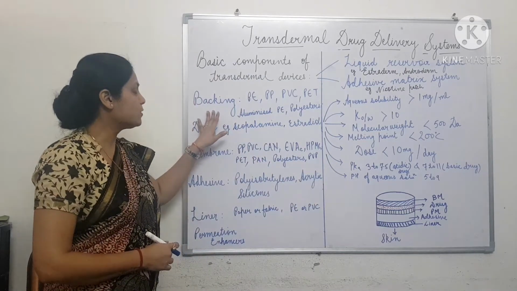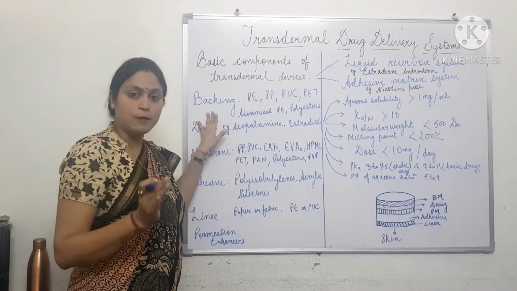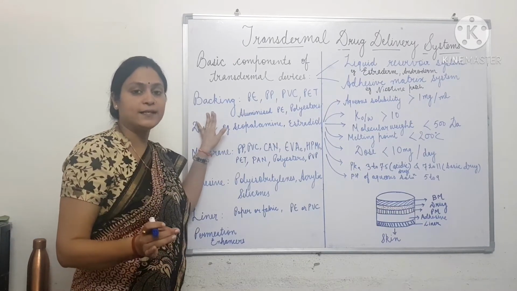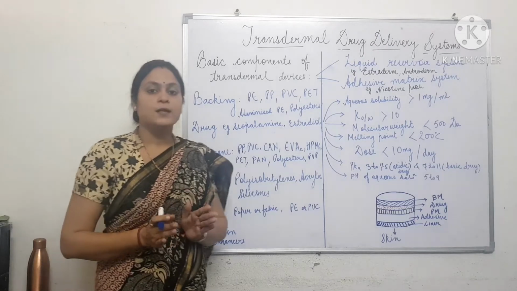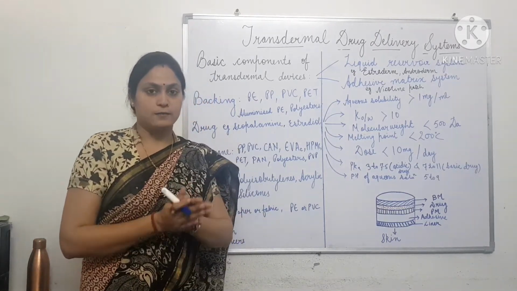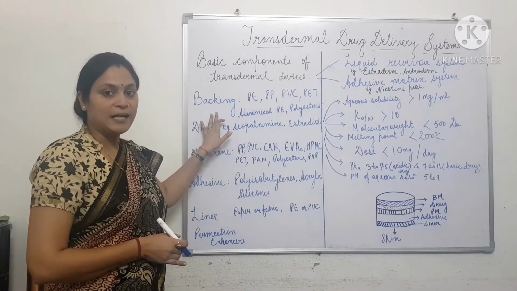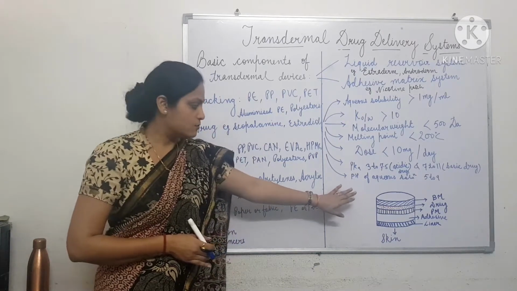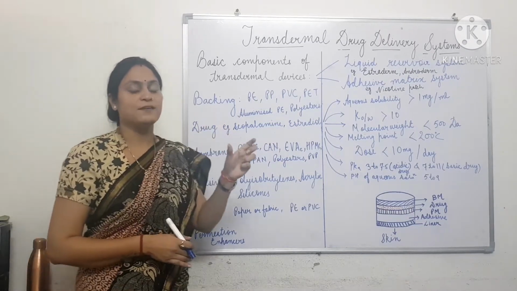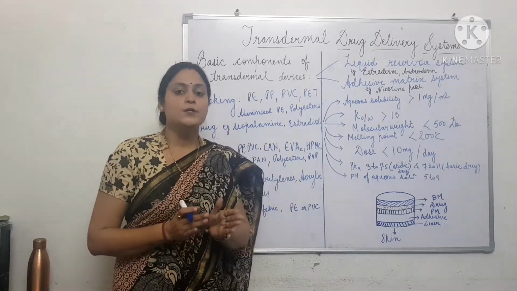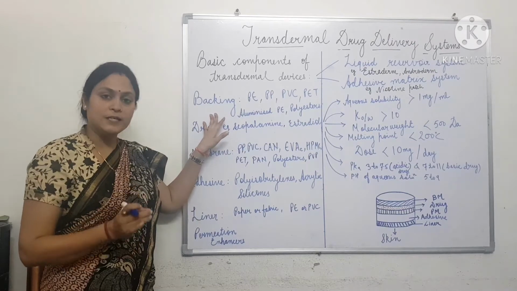These backing membranes should have certain required qualities. They should be impermeable, and they should have flexibility so that they can provide support during the use of the transdermal patch throughout the drug delivery, throughout the treatment duration. They should also be compatible with the drug and other components of the drug reservoir. Sometimes these transdermal patches have unique identification marks, so the main requirement of these backing membranes is that they should be printable.